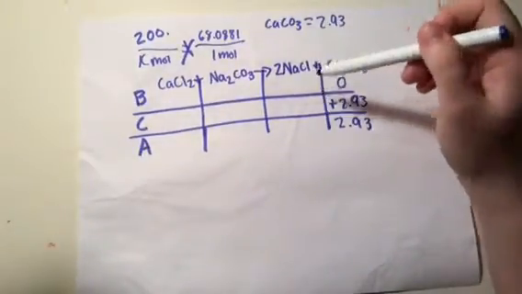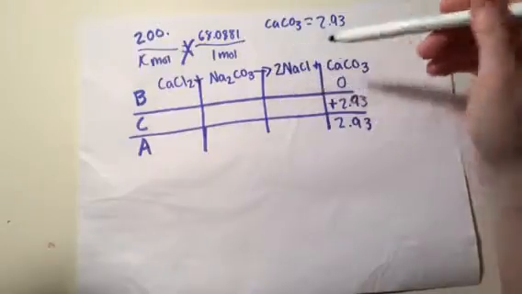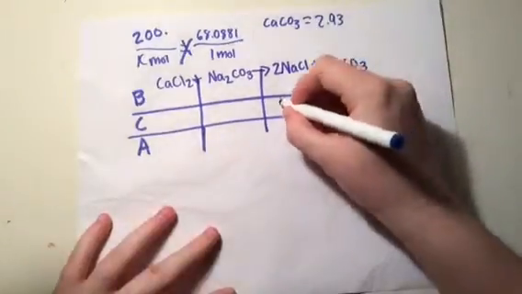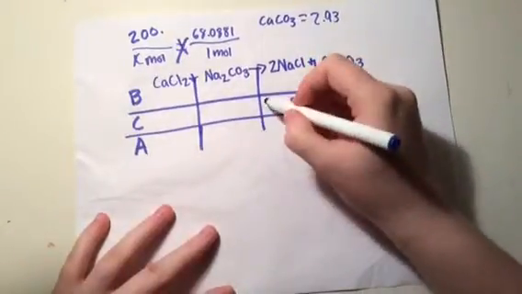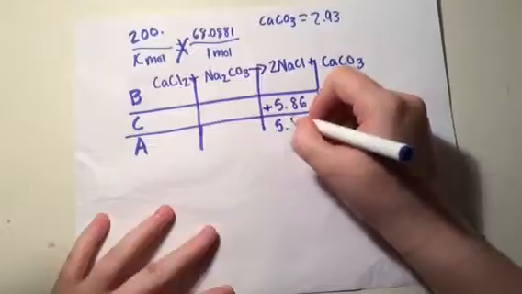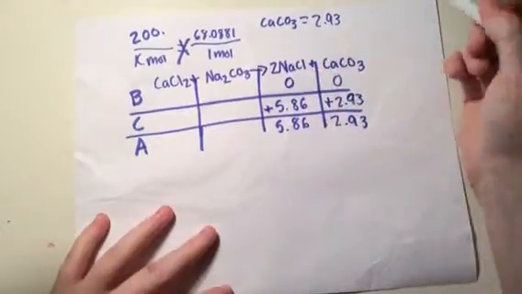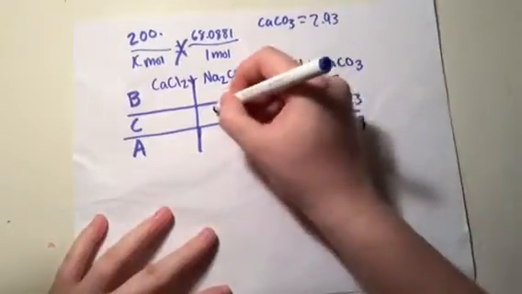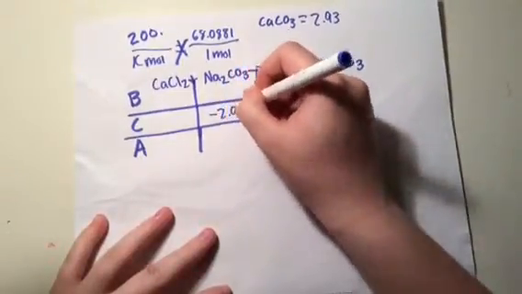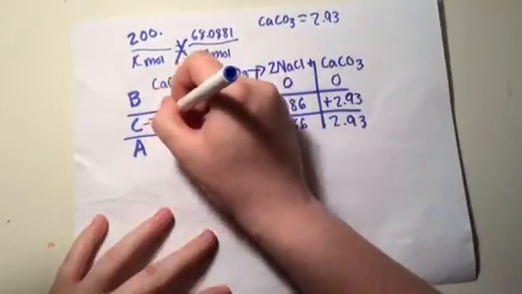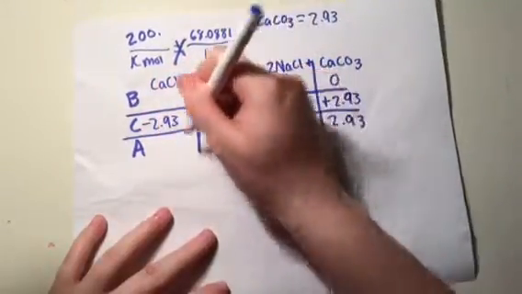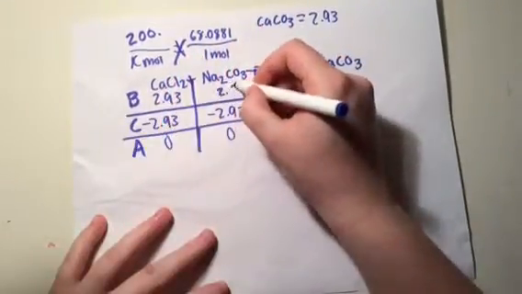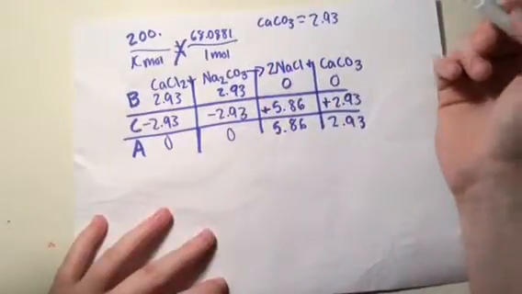So we need to find out how much we end up with of this. We know it's a 1-to-2 ratio, so you just do 2.93 times 2, which would be 5.86. So now we need to find these two. So since it's a 1-to-1 ratio, all we have to do is, it's just 2.93. So there's our BCA table.